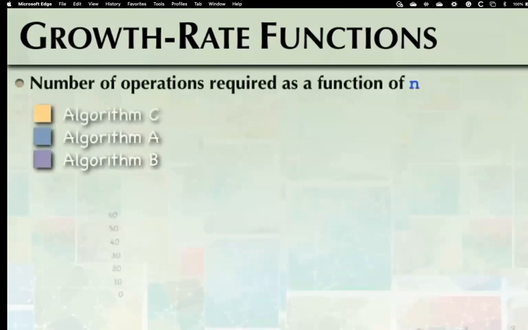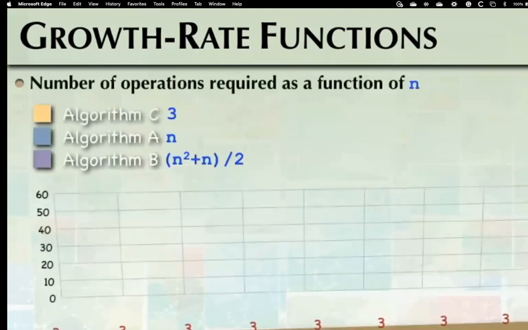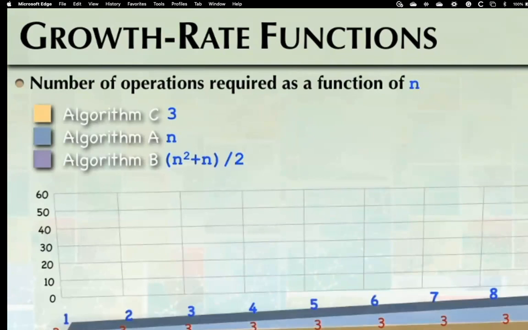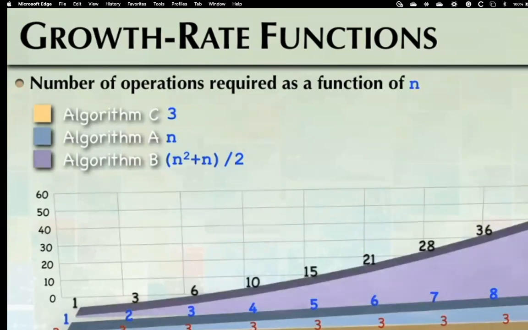If we plot the growth function for each algorithm, we see that algorithm C is flat or constant. No matter how large n grows, algorithm C takes only 3 basic operations, so algorithm C is independent of n. Algorithm A grows gradually with n. This is linear growth, and we see that algorithm A requires time proportional to n. Algorithm B grows very quickly. With only 10 items to add together, it already requires more than 5 times the number of operations needed by algorithm A.